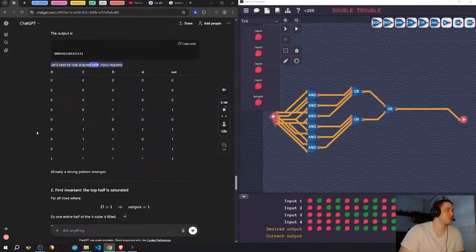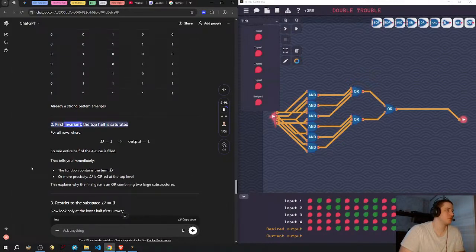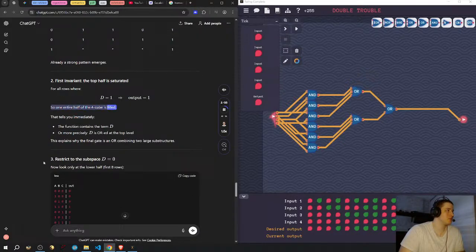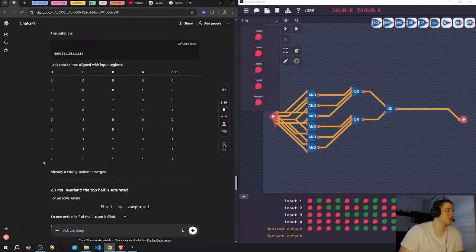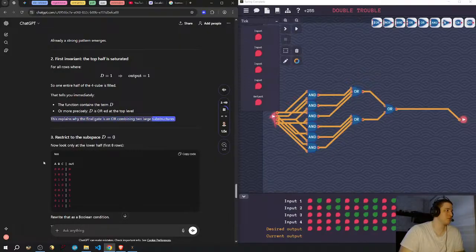Let's rewrite that aligned with input regions. Already a strong pattern emerges. 2. First invariant, the top half is saturated. For all rows where D equals 1, the output equals 1, so one entire half of the 4-cube is filled. That tells you immediately the function contains the term D, or more precisely, D is ORed at the top level. This explains why the final gate is an OR combining 2 large substructures.